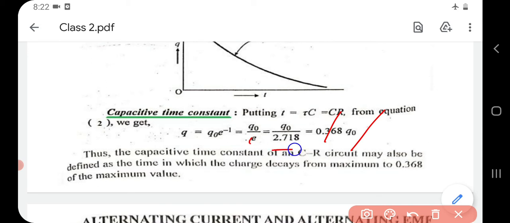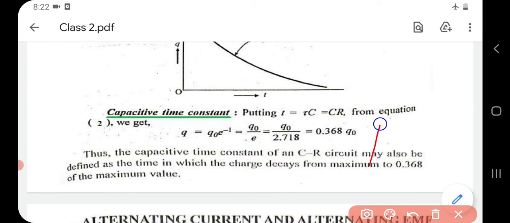Value of e is 2.718. So finally you'll get the value of Q as 0.368 Q0. This is the capacitive time constant, and it is defined as the time in which charge decays from maximum to 0.368 of the maximum value.